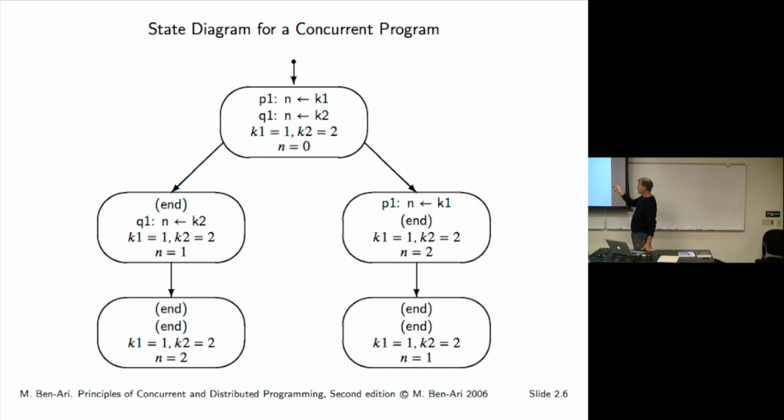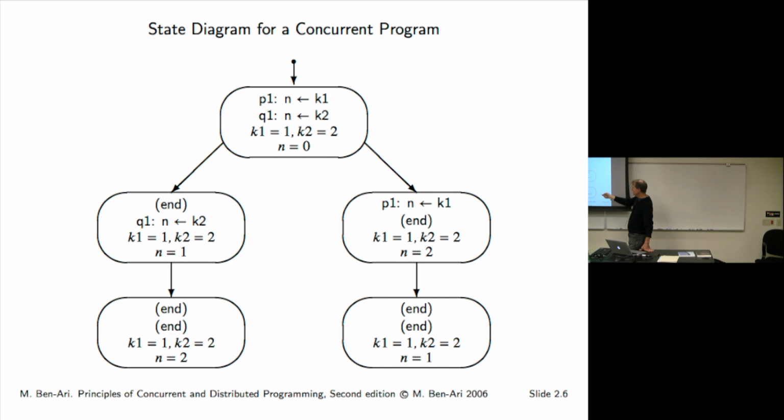We don't know. So let's go. Do you remember our original concurrent program that we saw? There, P1 is N gets K1, and Q1 is N gets K2. So now we have more than one statement, and we don't know which one is going to execute next. Do you see what I mean? We start off with the state K1 is 1, K2 is 2, and N is 0. If, in fact, P1 executes first, what will it do? N will get K1, which is what?